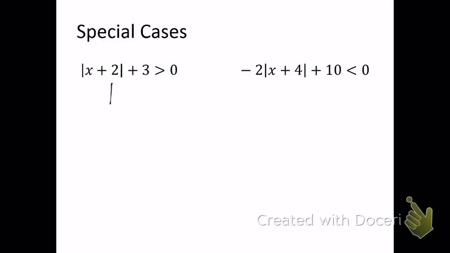So on this one, if I get absolute value of x plus 2 by itself, I'd have to subtract 3. So the absolute value of x plus 2 is greater than -3. Okay, now the definition of absolute value says whatever's between these bar lines, if we plug a number in for x, the answer from that has to be positive.